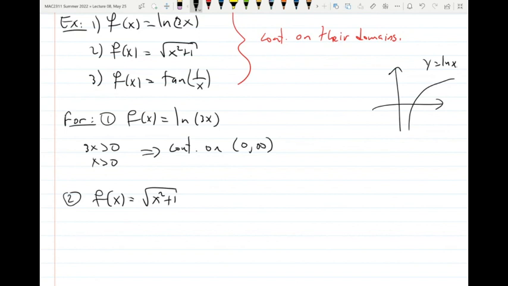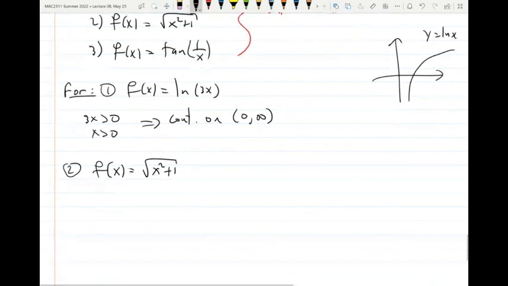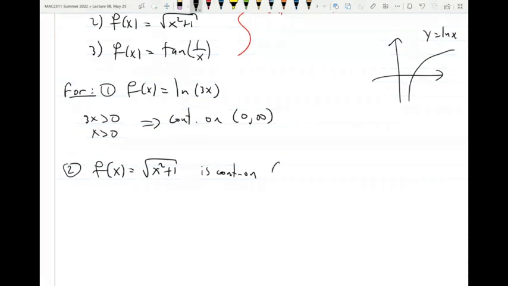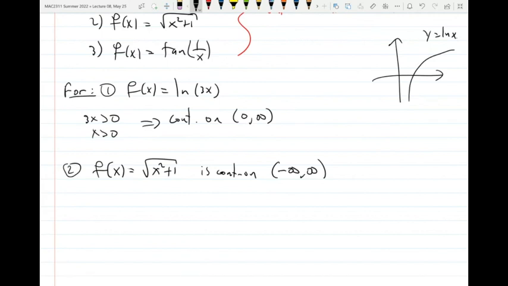If you think about it graphically, that's your parabola shifted up 1 unit. Or algebraically, x squared, regardless of x, is either 0 or bigger, and then you're doing plus 1. So there's no way you can get a negative number here. Do you understand this? So you can plug in whatever you want. This will be positive, and therefore you will be able to take your square root. So domain is all real numbers. So it's continuous on the entire real line, because it's a composition of two continuous functions.